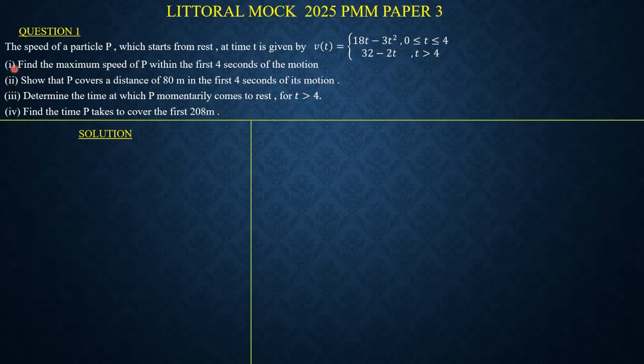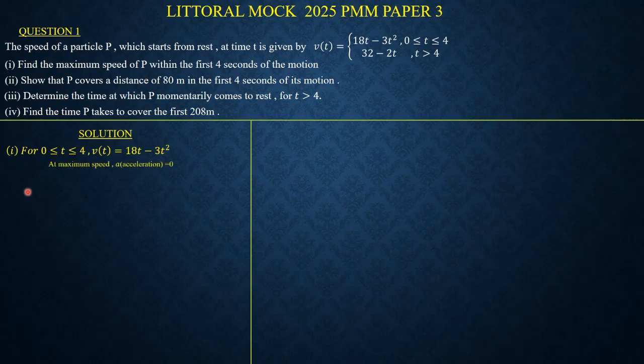So part A of the question asks us to find the maximum speed of P within the first 4 seconds of the motion. From the question given to us, when we are talking about the first 4 seconds of the motion, it simply implies that the speed of the particle in this time interval corresponds to 18t minus 3t squared. That is, for t greater than or equal to 0 and less than or equal to 4 seconds, the speed corresponds to 18t minus 3t squared.